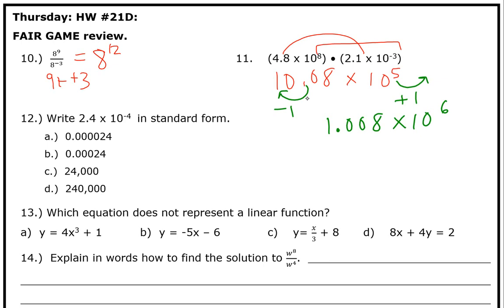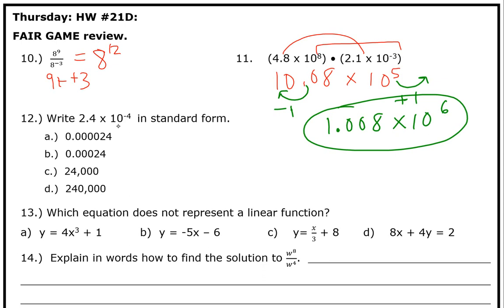Remember, if you're moving a place value less for the coefficient and you're moving a place value higher for the power of 10, you're not changing the number at all. These two are inverses. So I'm writing it in a different way, but I'm not changing its value.